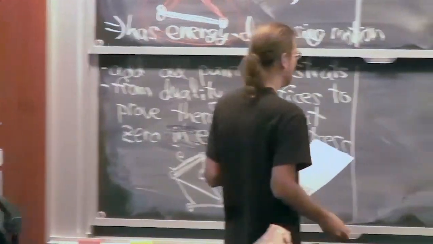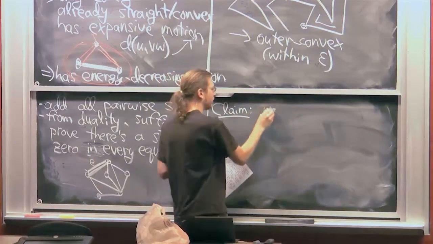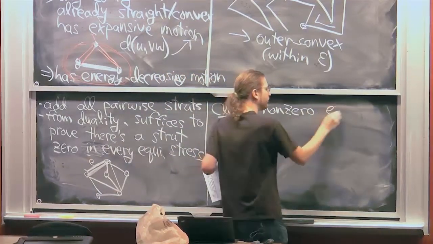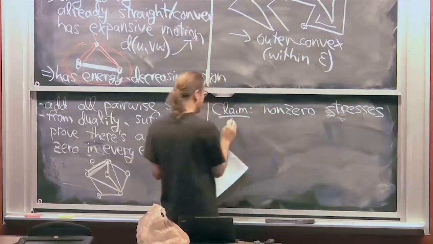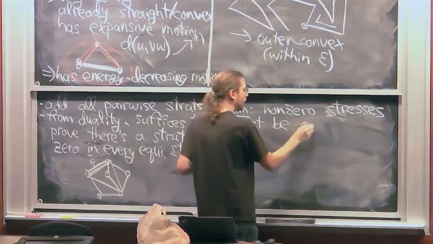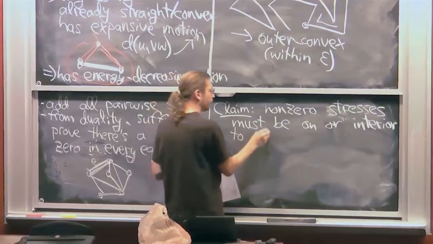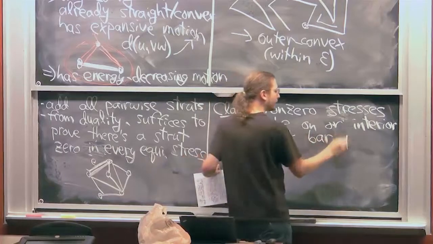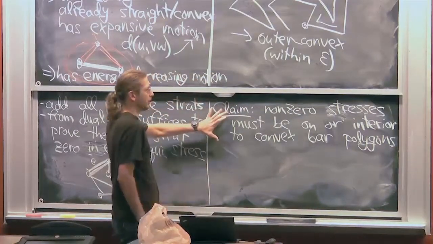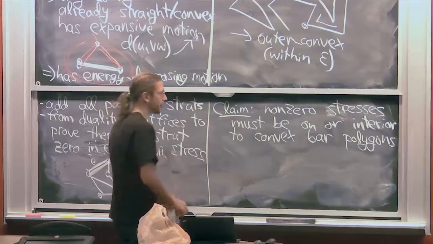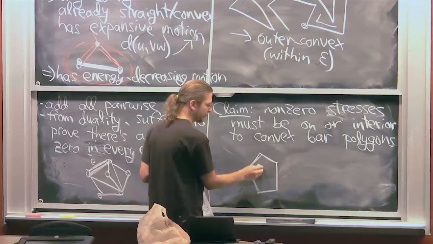Well, I claim we've essentially proved this: in any equilibrium stress, non-zero stresses must be on or interior to convex polygons of bars. Okay, first believe this claim. The only place I have non-zero stresses is when I'm interior or on the boundary of a convex polygon of bars. And then, there might be some non-zero stresses in here.